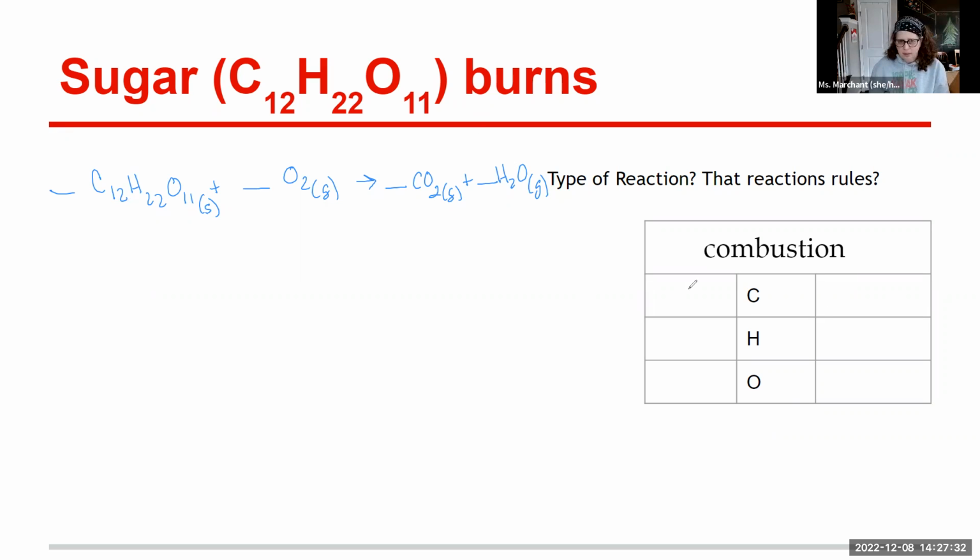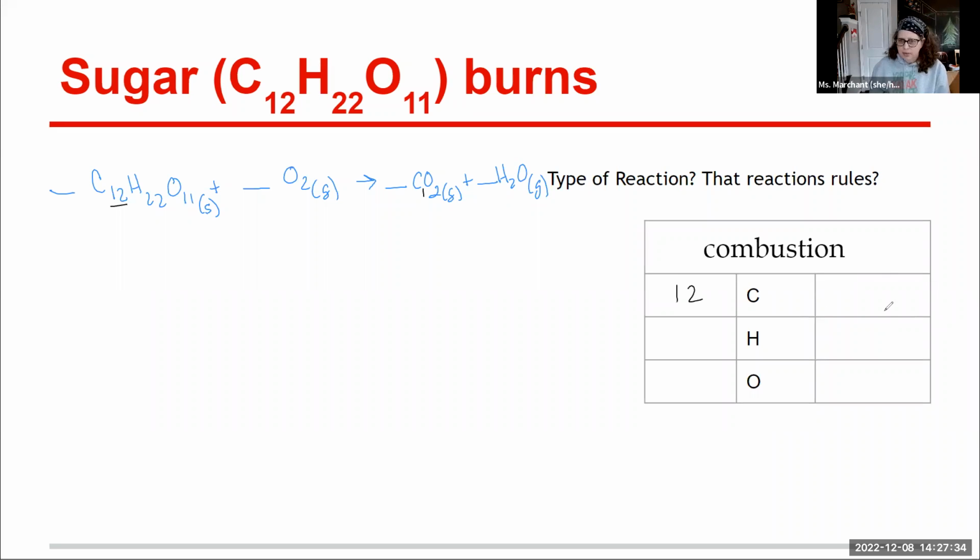12 C's. So we have one C currently on the right. We need a 12. 12 times 1 gives us 12 on the right. Hydrogens, 22 on the left. And we need something times 2 is 22. 11 times 2 is 22. So we now have 22 on the right.